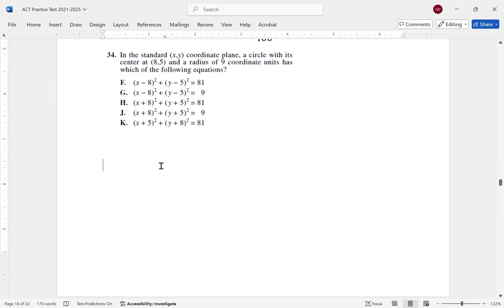Question 34. In the standard XY coordinate plane, a circle with its center at 8, 5 and radius of 9 coordinate units has which of the following equations? So this requires me to understand what the general equation of a circle is. The general equation for a circle centered at (h, k) with radius r is (x minus h) quantity squared plus (y minus k) quantity squared is equal to the radius squared.